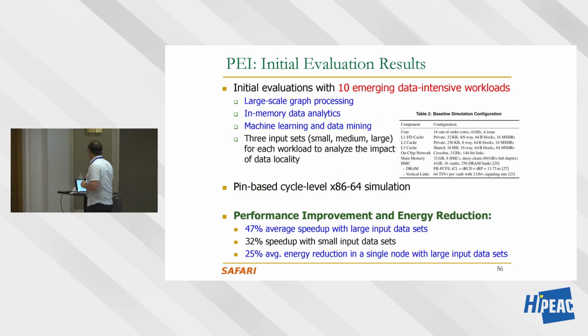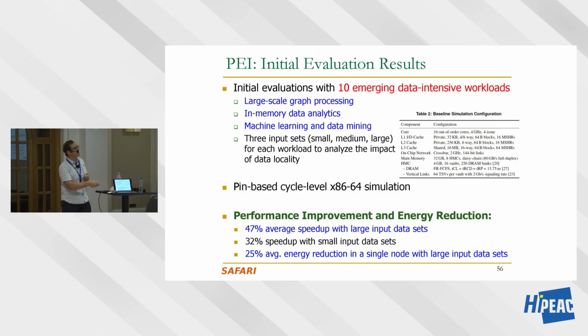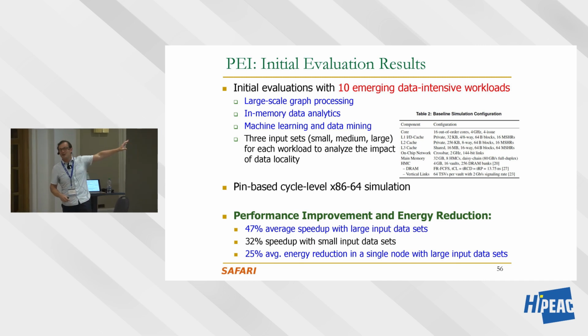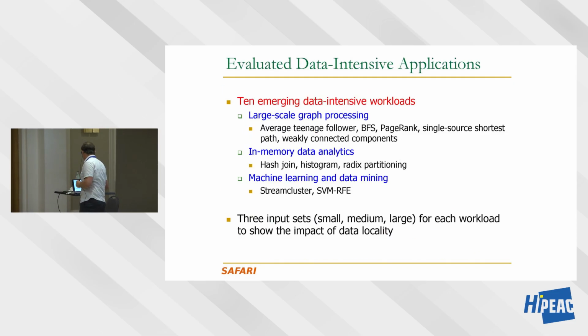Okay, so the evaluation results, very quickly. Again, we simulate this and we look at some interesting applications at the time, and we see significant benefits over here. Especially on large input data sets, you get 47% average speedup. Even with small input data sets, you get about 30% speedup, and you get 25% average energy reduction in a single node. Again, these are nothing close to what we've seen earlier, like 10x, etc., but we're not changing the system a lot. So it's good to think about these adoption mechanisms. Again, I'm going to skip some of these slides because we don't have a lot of time, but feel free to ask questions over here.